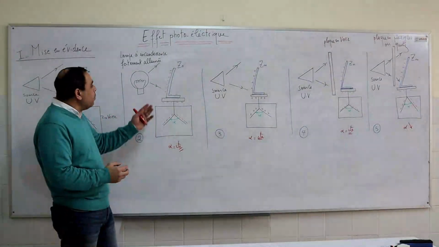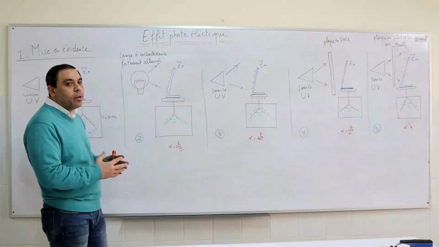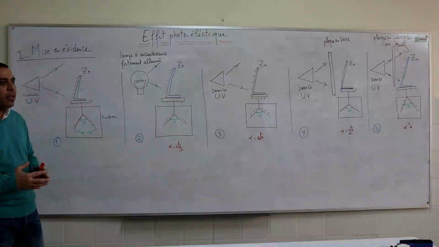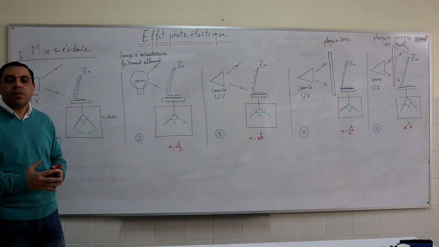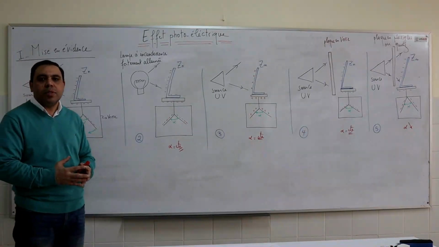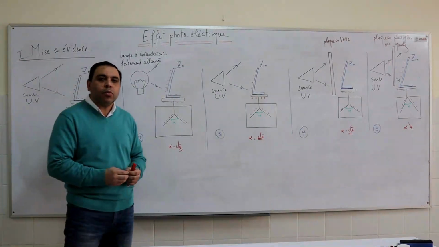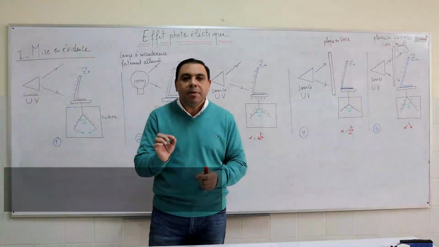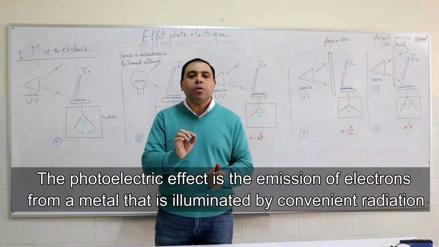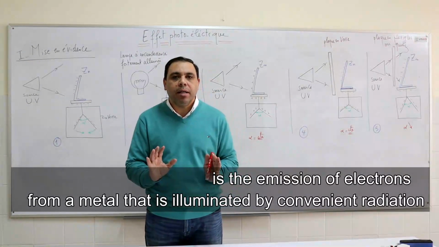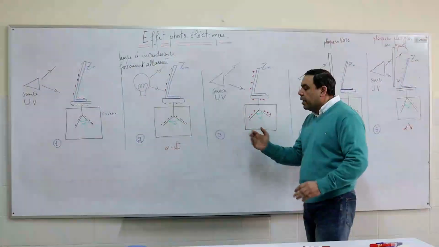In the second experiment, the zinc plate won't emit its electrons when illuminated by an incandescent lamp. Hence, not all radiation are able to extract electrons from the zinc plate. This brings us to the definition of the photoelectric effect. So what is the photoelectric effect? The photoelectric effect is the emission of electrons from a metal that is illuminated by convenient radiation. This is the definition of the photoelectric effect.